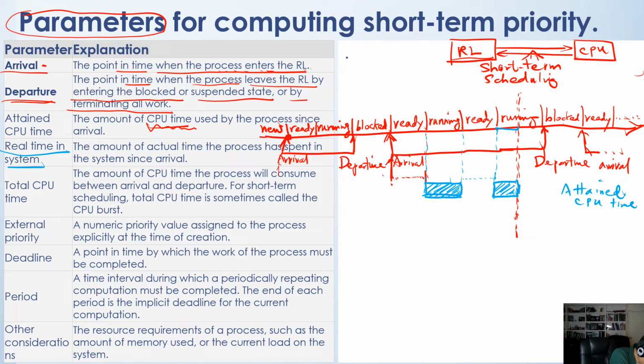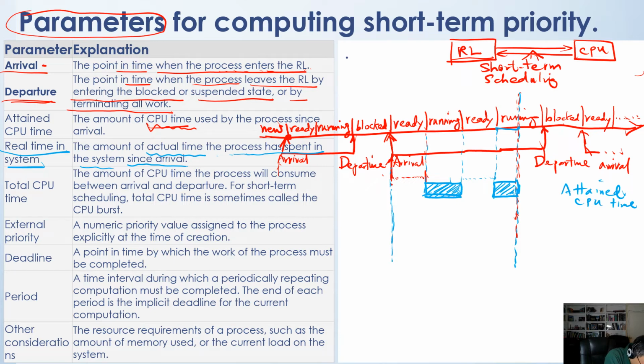Okay. Now what's the real time in the system? By definition, the real time in system is the amount of actual time the process has spent in the system since arrival. Now if you count along this timeline, what's the arrival time here, right? This is the nearest arrival time.